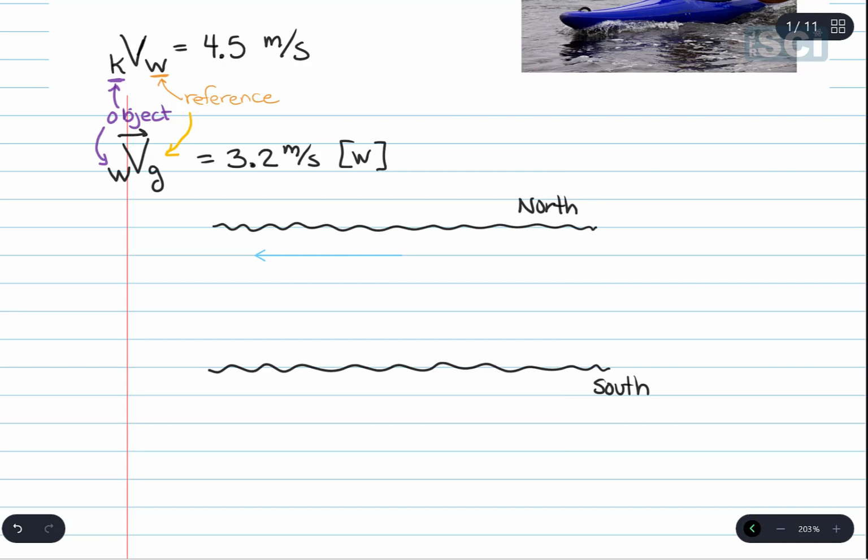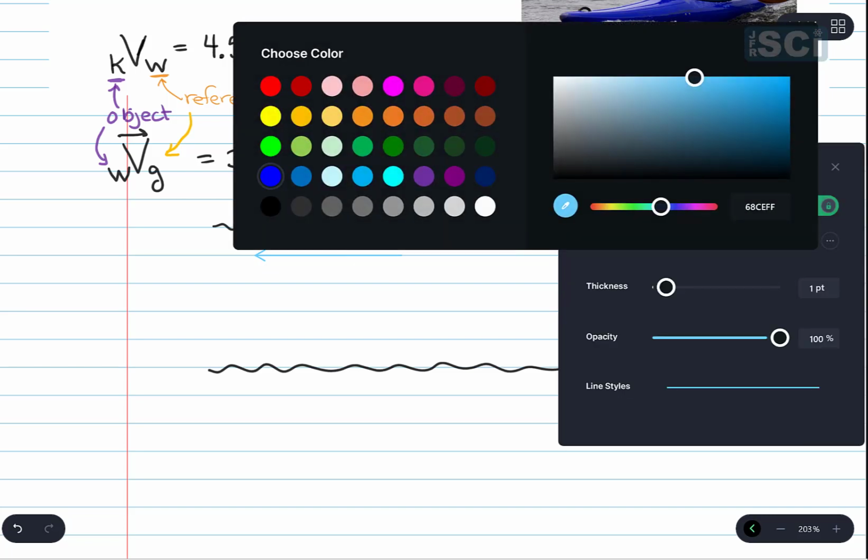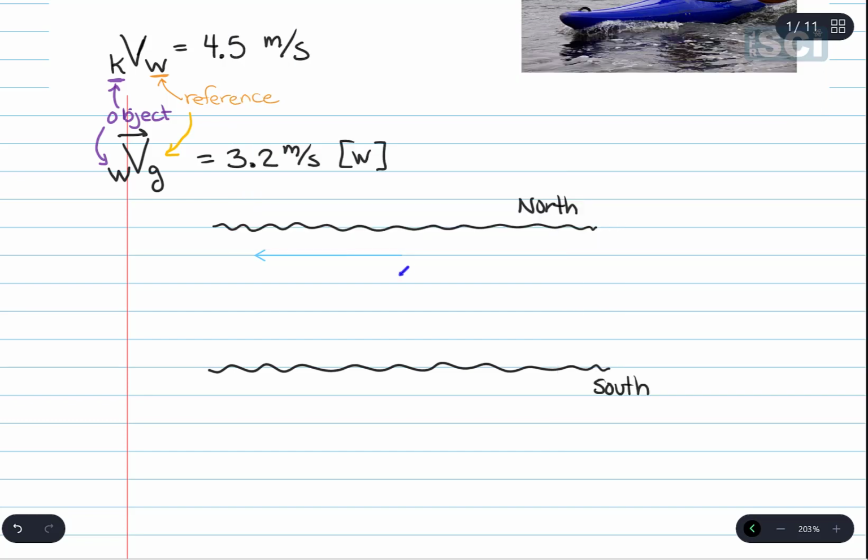Now I'm just going to change the color of that to blue, just so it shows up a little bit better. So we'll make it a little bit darker, and how about that? That's a little bit better. So that I'm going to call V_WG, and it's a vector, so I'll put an arrow above it. And I do have it labeled above, but good practice says let's go ahead and label it here as well. Meters per second, and that is west.